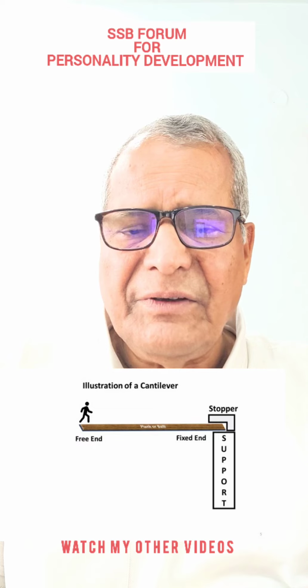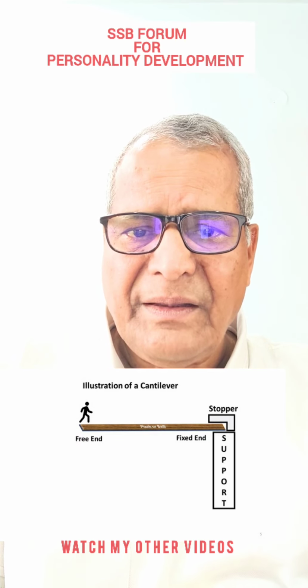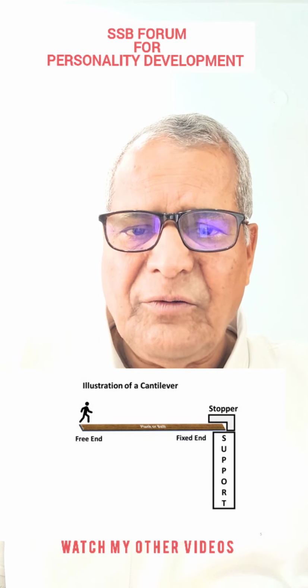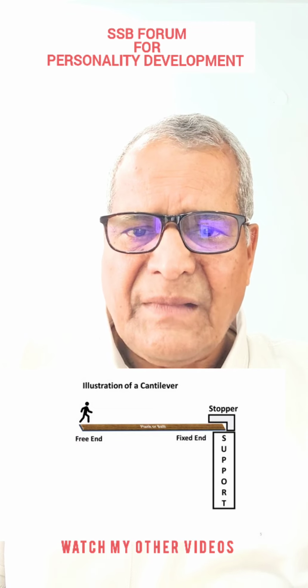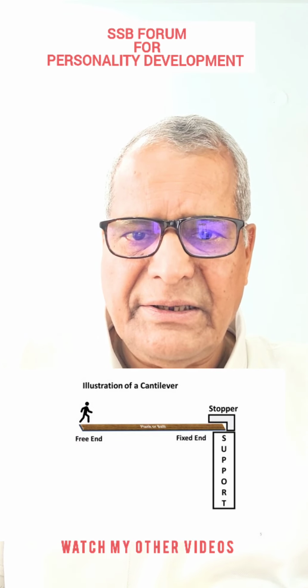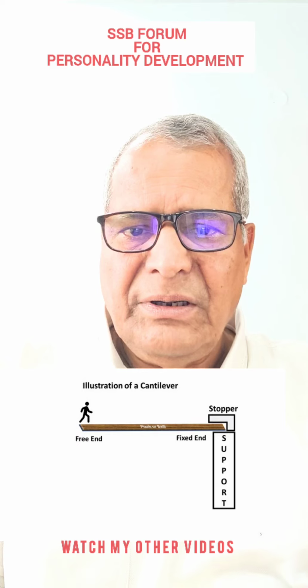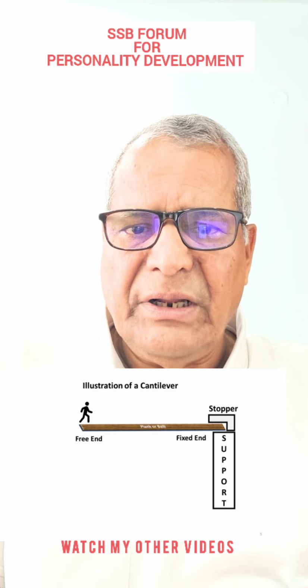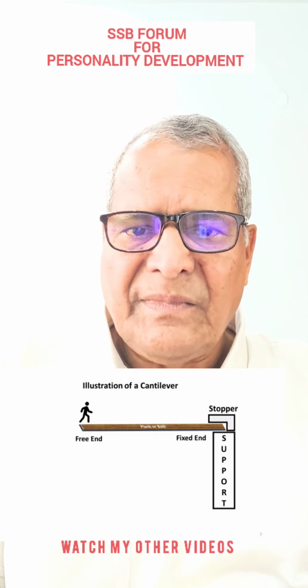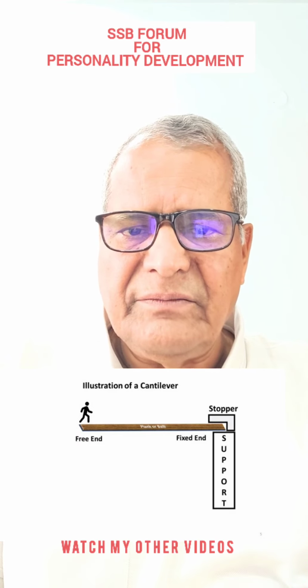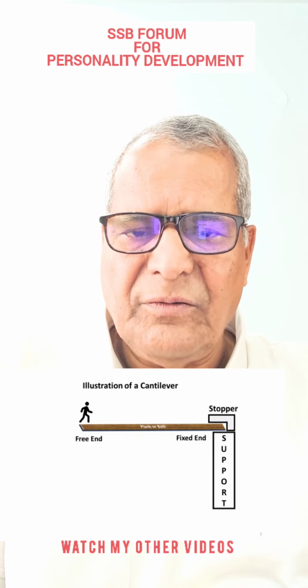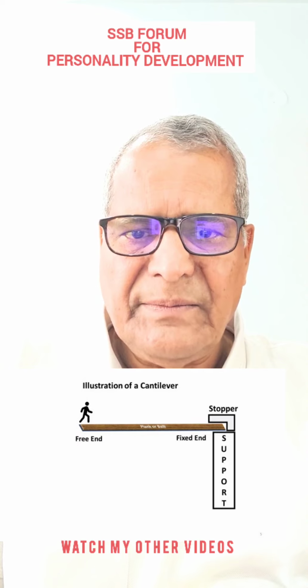Simple bridge will have 2 supports at the bottom. Support will always be at the bottom. From behind, from underneath, you will get a support. Like you are standing on the ground, your legs have the support of the ground. You are standing on a table, your legs have the support of the table. So support will be from beneath.